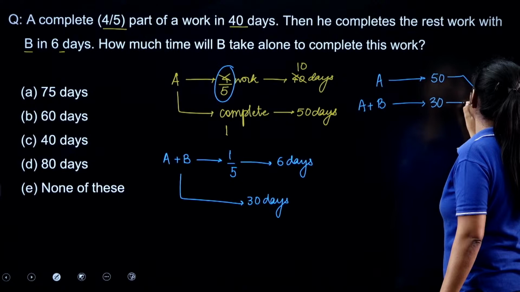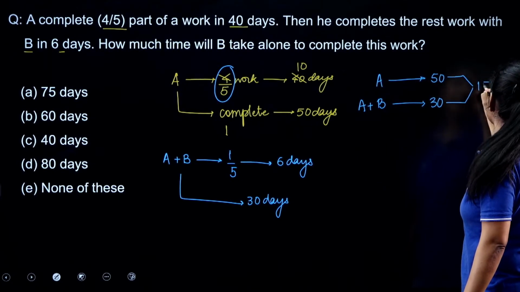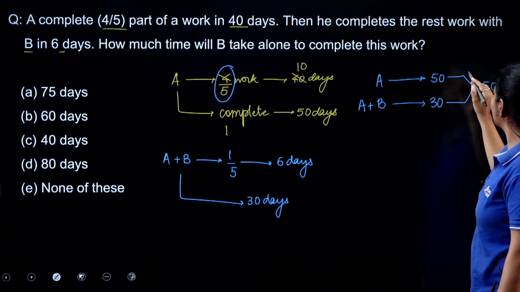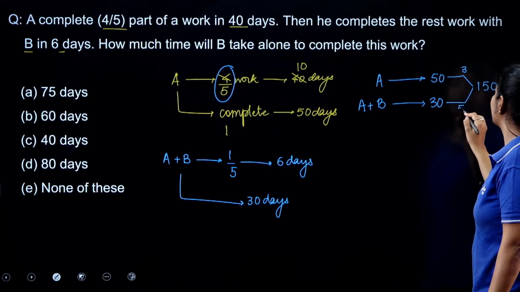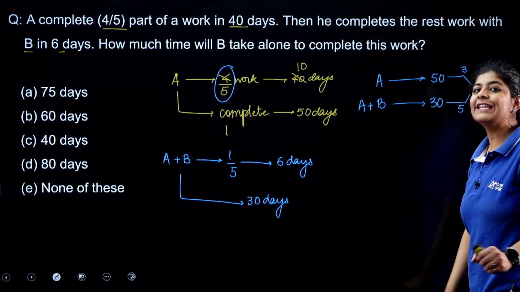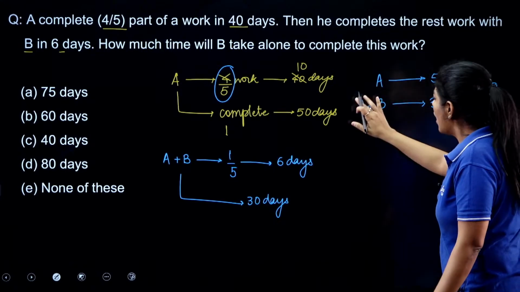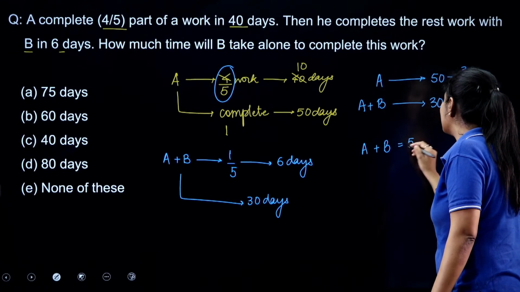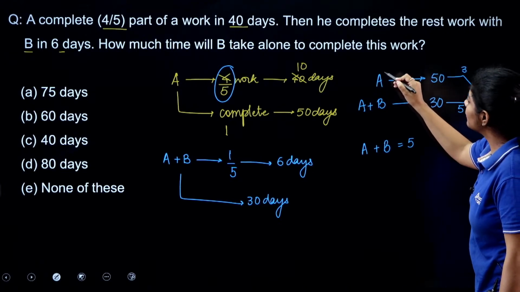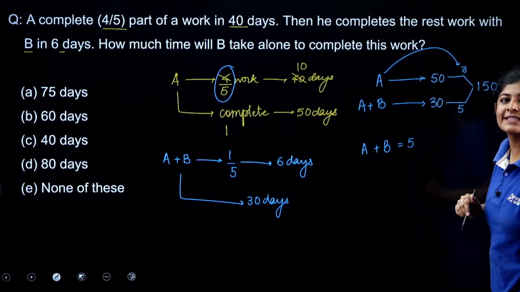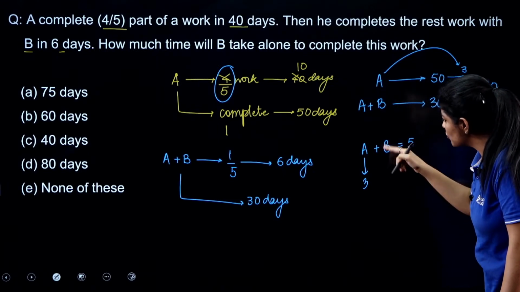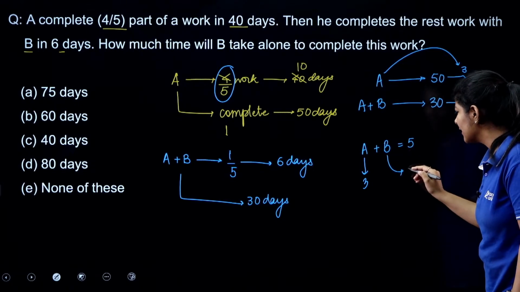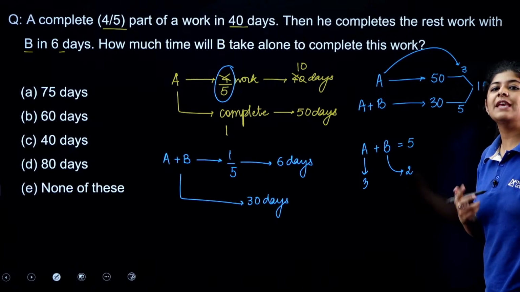So what I'll do is simply take the LCM over here. And the LCM that I got is 150. This is again my assumed work. So the efficiency that we are getting over here is 3 and here 5. So according to these values, we can easily get the efficiency of B. According to this, the efficiency of A and B together is equal to 5. But according to this data, the individual efficiency of A is 3. So what value should I put in place of B so that I can make this equation equal to 5? That answer is equal to 2. That means the efficiency of B is 2.